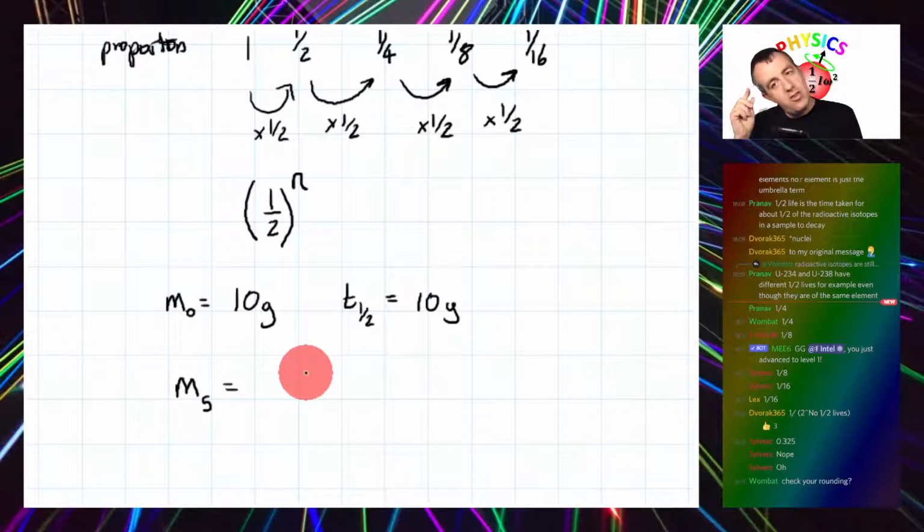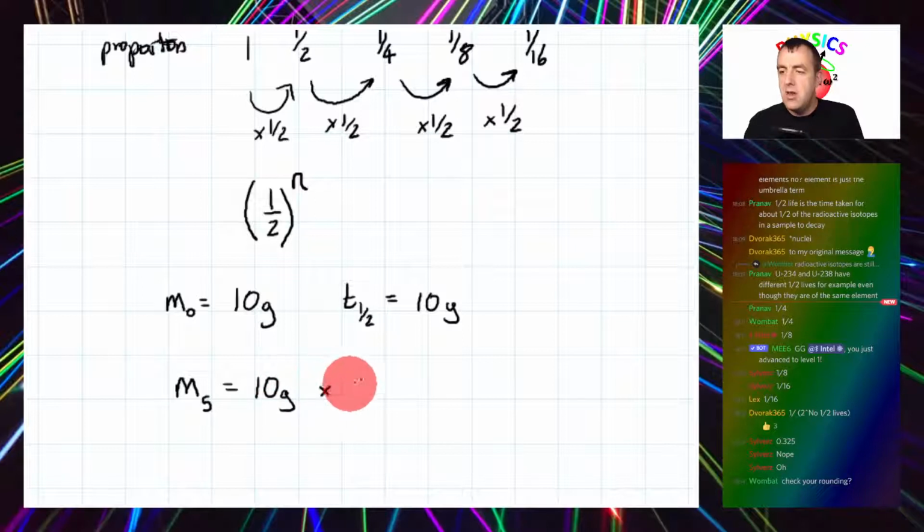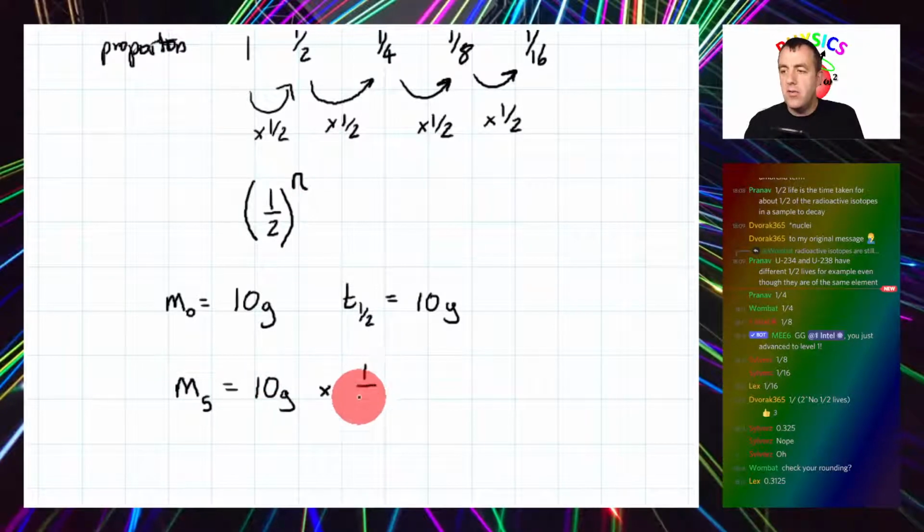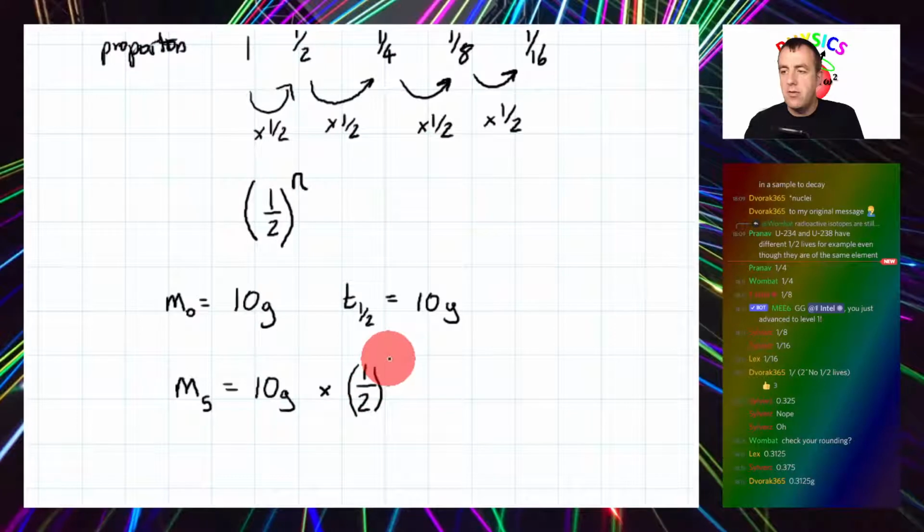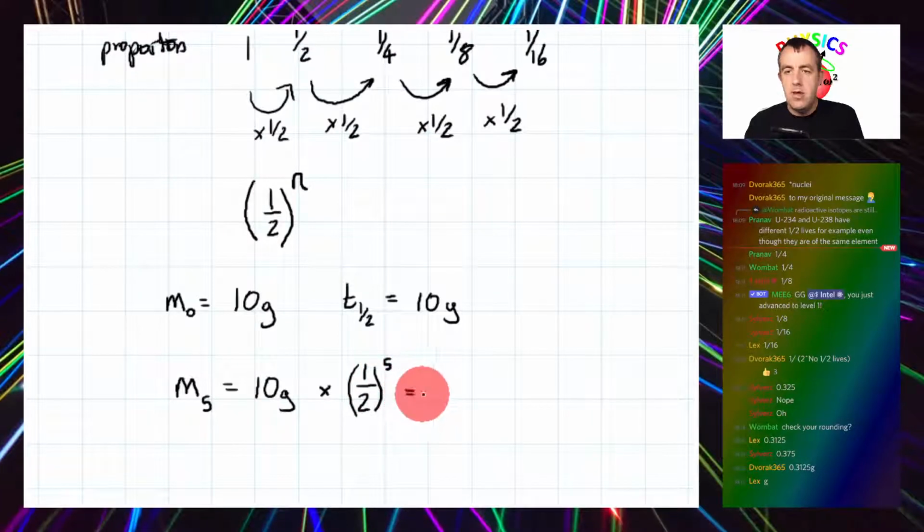Any other GCSE students out there that have got it? What we're doing is 10 grams, original mass, multiplied by 5 half-lives. So that's a half to the power of 5. And you get, just as Lex has got with the unit, Yue's, your number is different again. Interesting. Yuee's got it there. So I got 0.3125 grams.